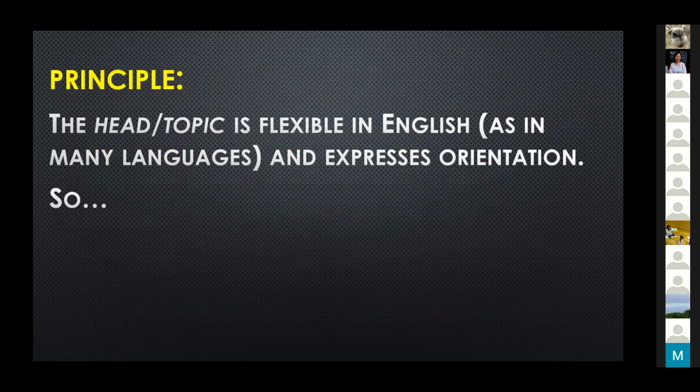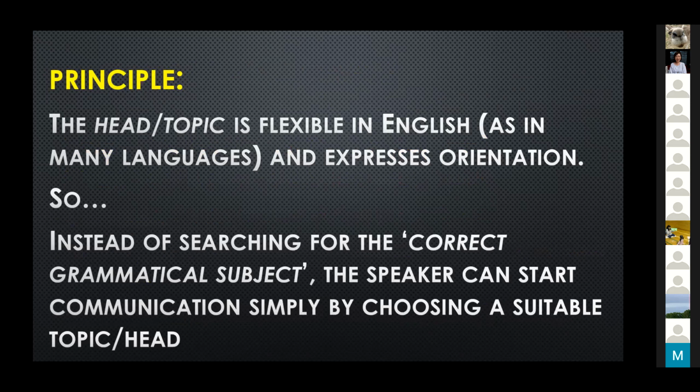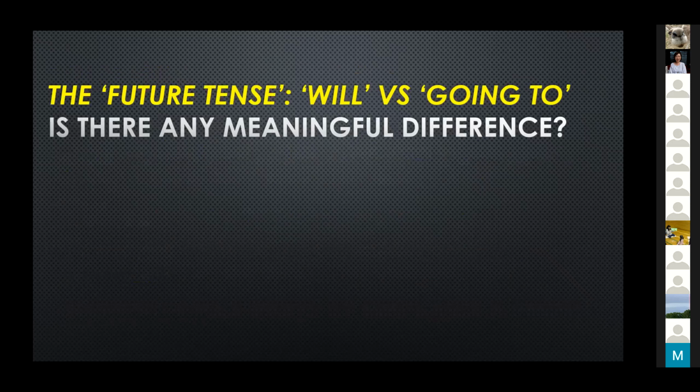So the head of a sentence, or a topic, not a grammatical subject. These are very flexible and they help to orient. So instead of having students look for the correct grammatical subject, the speaker can start simply by choosing the head. It would be good if we could help students to make this choice rather than going through all these grammatical exercises before they speak.